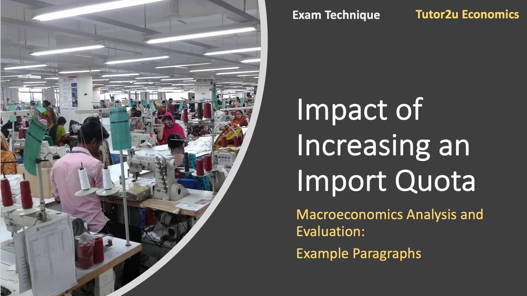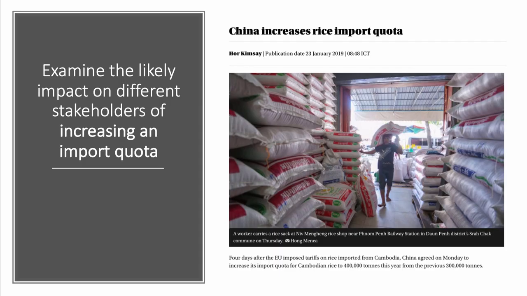We're going to be taking a look at how to build really good KAA and evaluation paragraphs to a particular question. This time the question is about trade liberalization and the economic impact of an increase in an import quota. So the question is, examine the likely impact on different stakeholders of increasing an import quota.